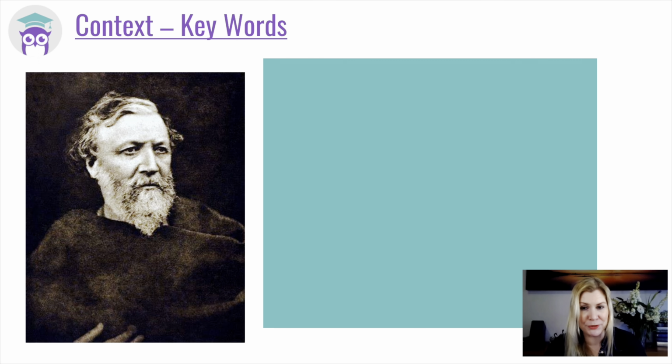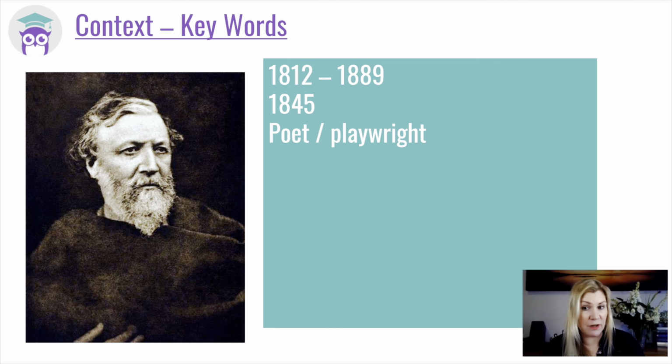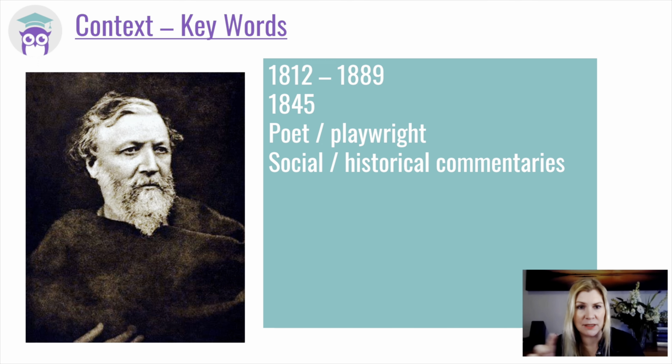So context-wise, few things for you to be aware of. He was alive from 1812 to 1889, and this poem, Home Thoughts from Abroad, was written in 1845, which means that we can position him quite clearly. He was a very famous poet, he was a very famous playwright, and a lot of his work focused on creating commentaries on social, historical, cultural shifts and changes. This one perhaps not so much, although we can certainly relate it to ideas to do with romanticism. He spent quite a large chunk of his life in Italy. And it's actually Italy where he is when he is writing this poem. It's important to realise that this poem was written in 1845.